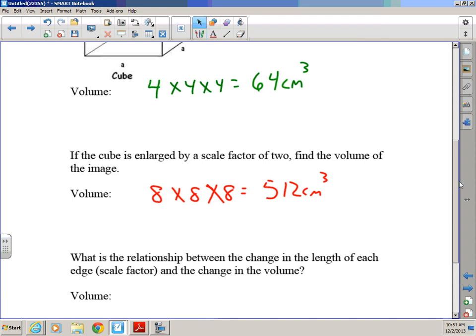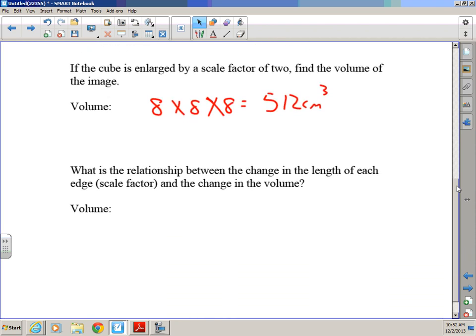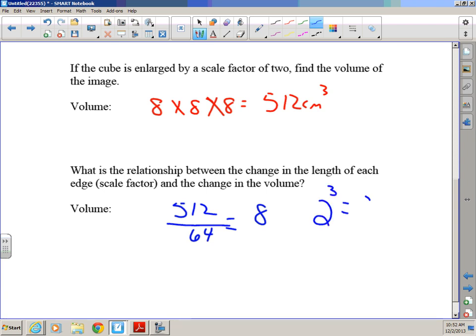So we now want to figure out, well, if I doubled the size of the cube, I didn't double the volume, because if I doubled it, it would have been 128. So let's see what the numerical relationship is. Well, the new volume divided by the old volume is the number 8. Well, how does the number 8 relate to the number 2? And hopefully you'll see that when I take 2 and cube it, it's 8.